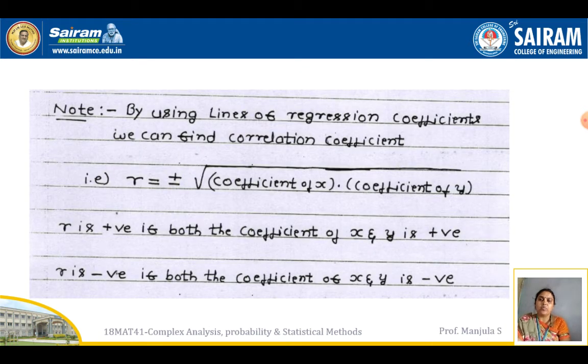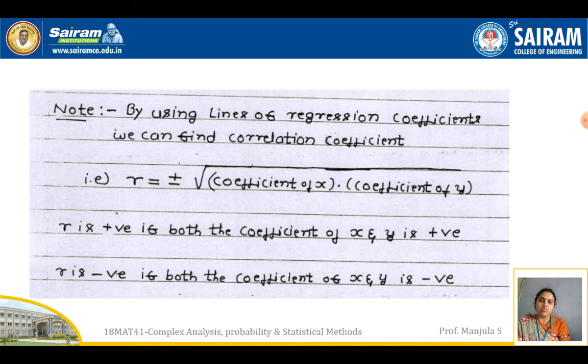Now an important note we have to remember here. By using these regression coefficients we can also find the correlation coefficient. In a previous video I already explained that there are around 3 or 4 formulas to find the correlation coefficient. Along with that, this formula also we can use, that is r equals plus or minus square root of coefficient of x and coefficient of y.